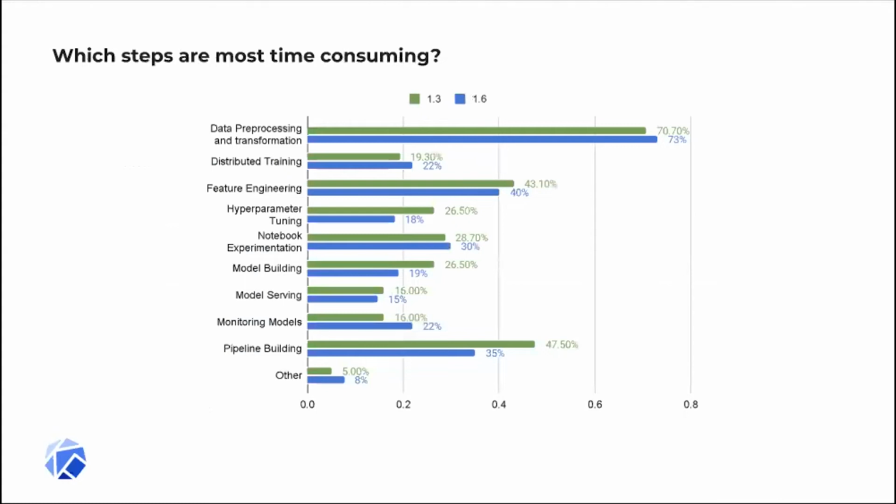So the rest, I'm gonna go over them very quickly. So which steps are most time consuming? I think the most noticeable one is the pipeline building part. As you can see, it was a huge decline from the year before, from 47.5% to 35%. And then the other that is maybe worth mentioning is hyperparameter tuning and also model building.